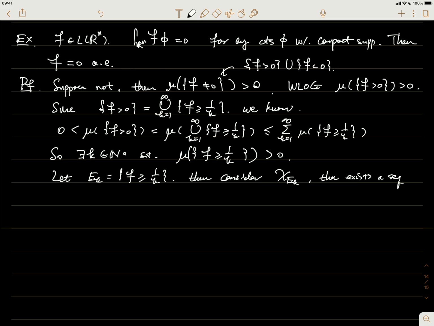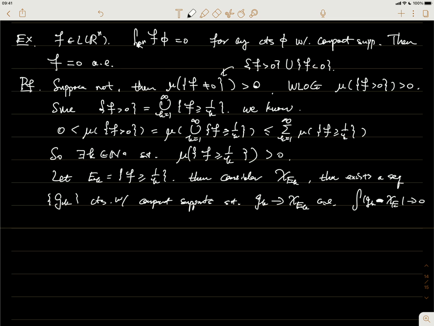There exists a sequence g_k, continuous with compact support, such that g_k converges to this almost everywhere, and the integral of |g_k minus K_E| is going to 0.